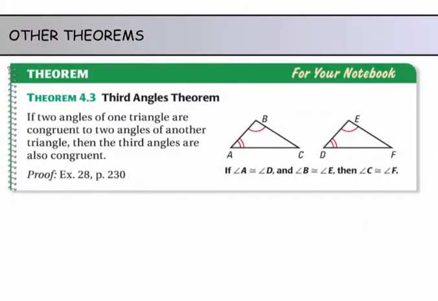Now, let's look at another theorem. This is called the third angles theorem. If two angles of one triangle are congruent to two angles of another triangle, then the third angles have to be congruent. Okay, that's what we call the third angles theorem.